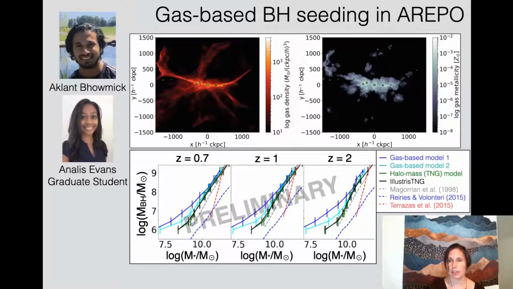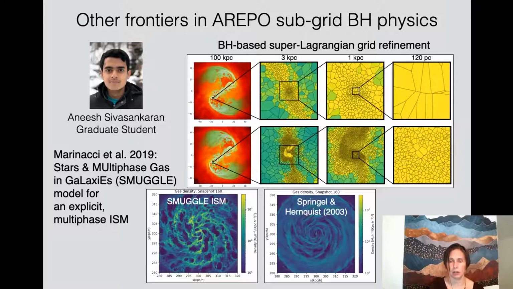And then the very last thing I'd like to highlight is some other ongoing work that is in early stages to develop other new subgrid black hole physics for AREPO. So part of this involves using a super-Lagrangian grid refinement scheme, which we're implementing for multiple black holes in cosmological simulations. And so that's illustrated here. The top plot is showing a zoom-in of a black hole with no extra refinement, whereas the bottom has this super-Lagrangian refinement implemented. And so you can see the highly specific regions we're able to refine in greater detail.